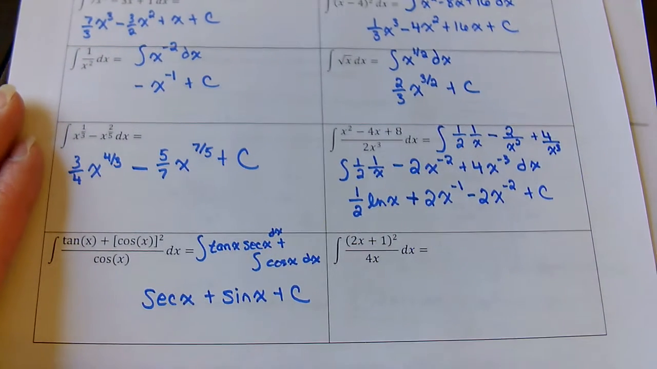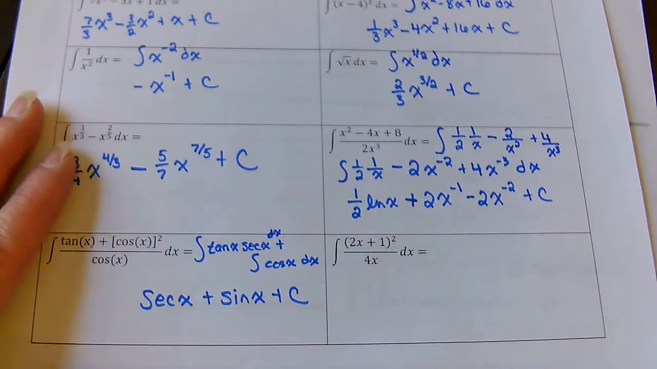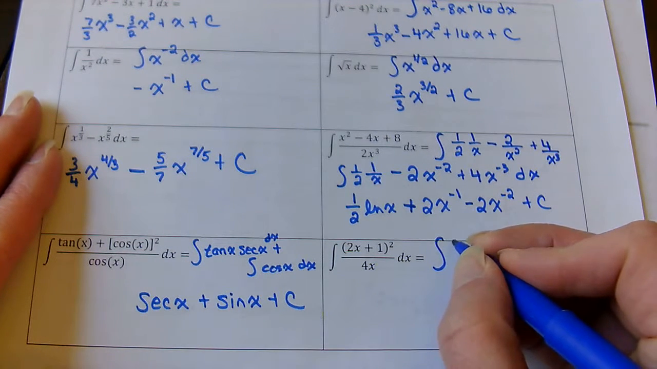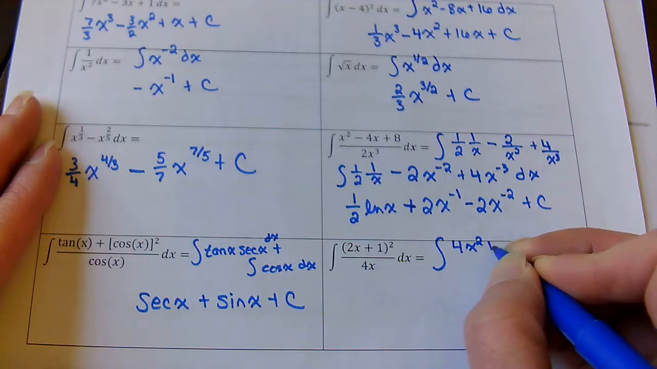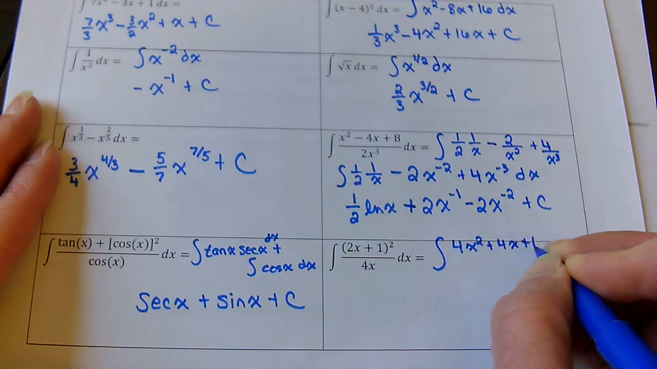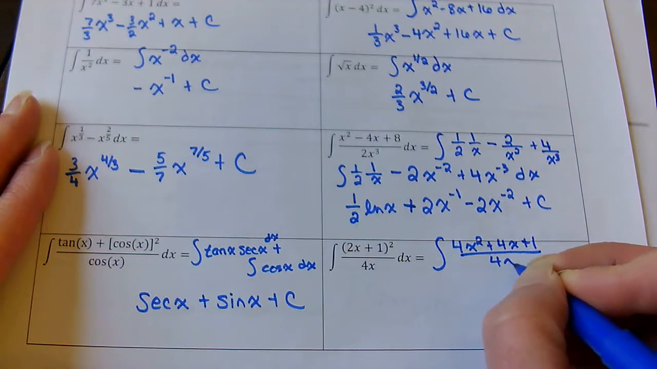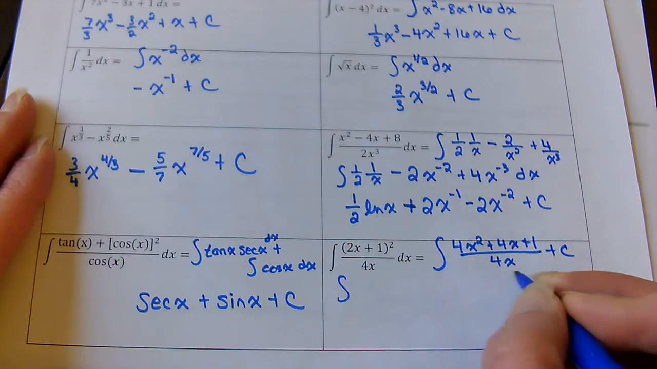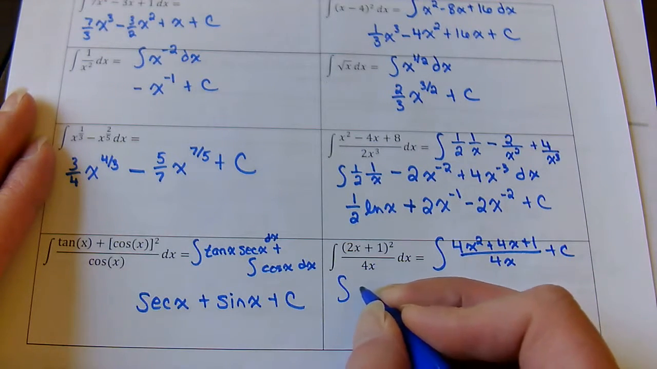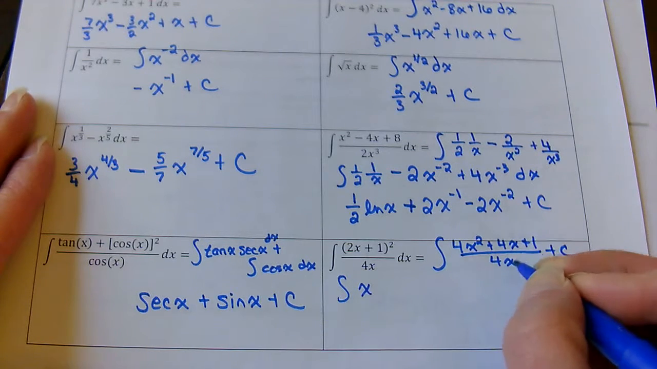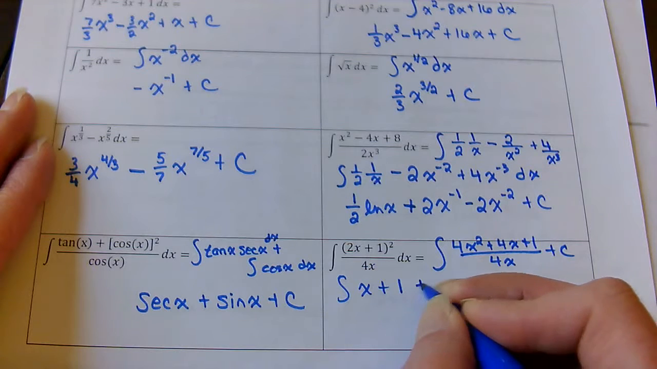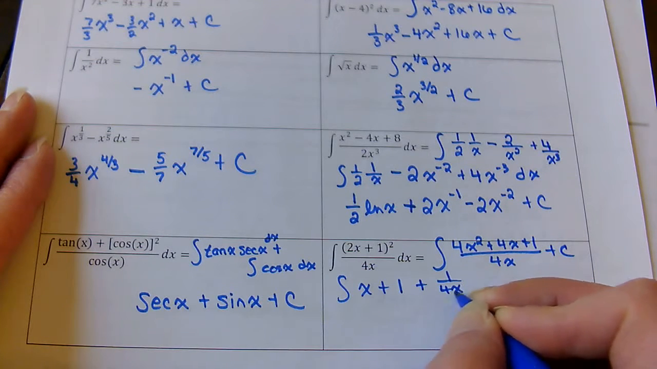Ooh, I can't just divide right now, can I? Well, I could multiply that numerator out. That's going to give me 4x squared plus 4x plus 1 divided by 4x plus c. So 4x squared divided by 4x is going to be x. 4x divided by 4x is 1 plus 1 over 4x.